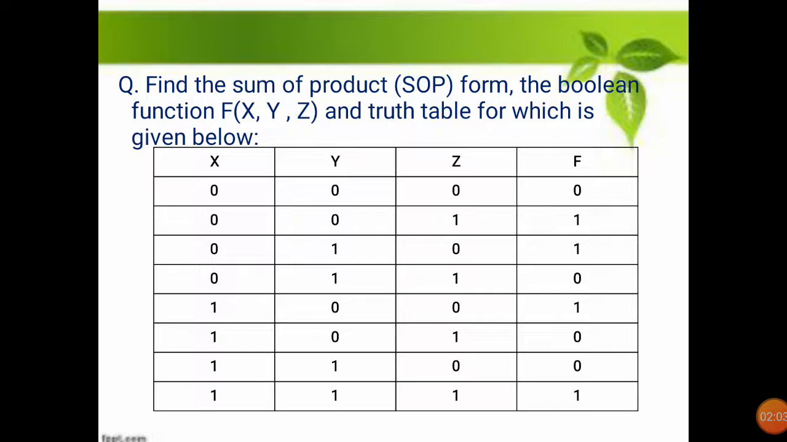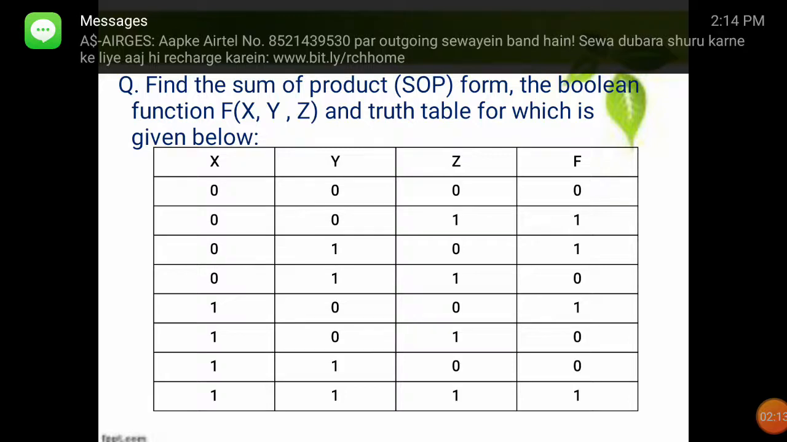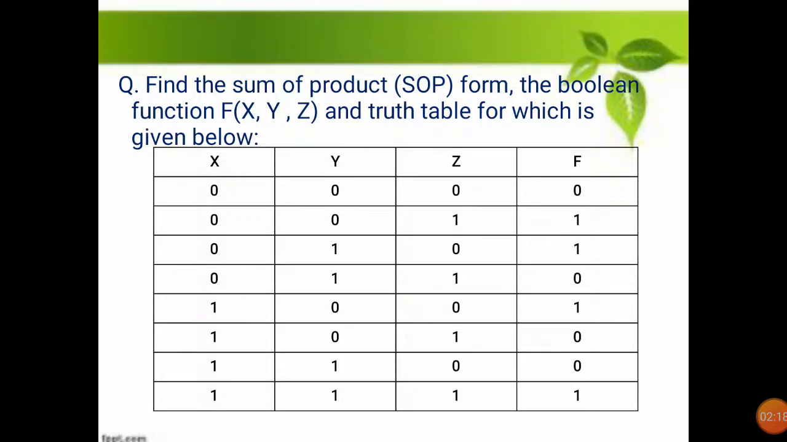Now, take an example. Find the sum of product form of the Boolean function f(x, y, z), the truth table for which is given below. So, the truth table is given and the output is also given. Here x, y, z are the variables and f is the output.